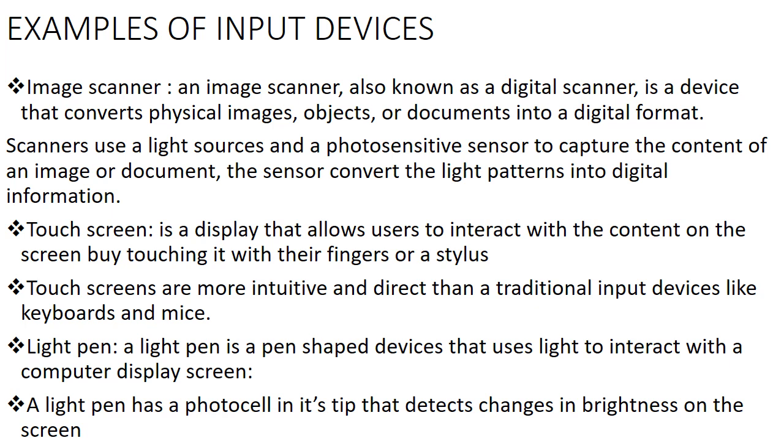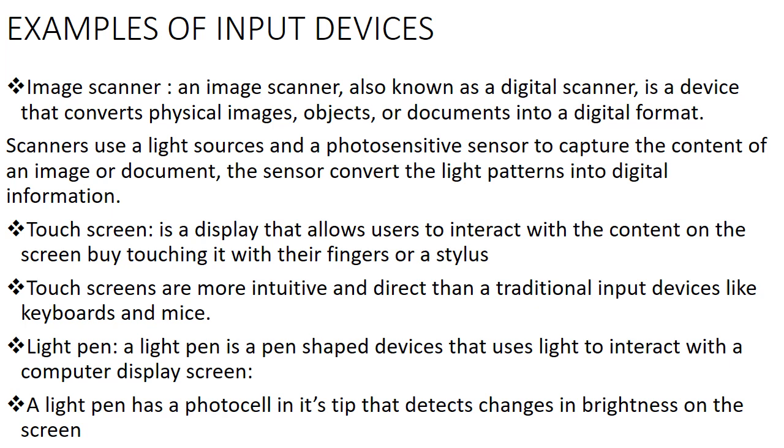The scanner uses a light source and a photosensitive sensor to capture the content of an image. Whenever we input them, there is a light on the scanner that goes around those images. So those sensors have been embedded with the capability of transforming physical documents to digital documents.